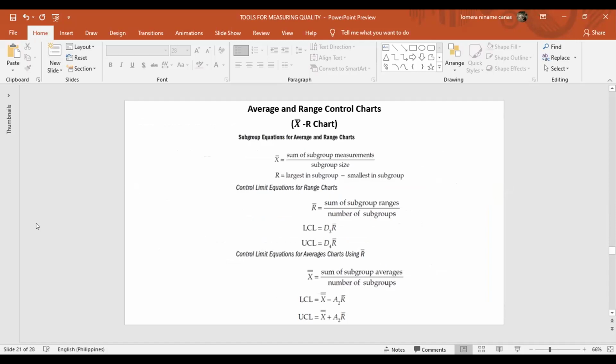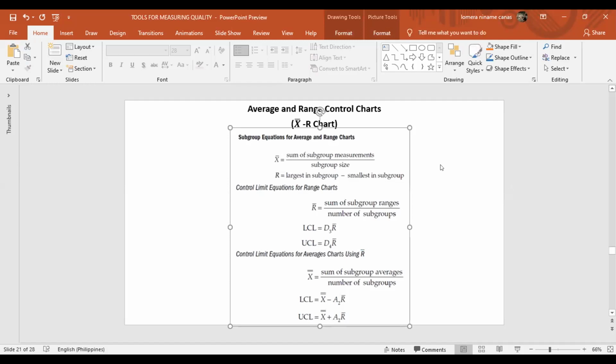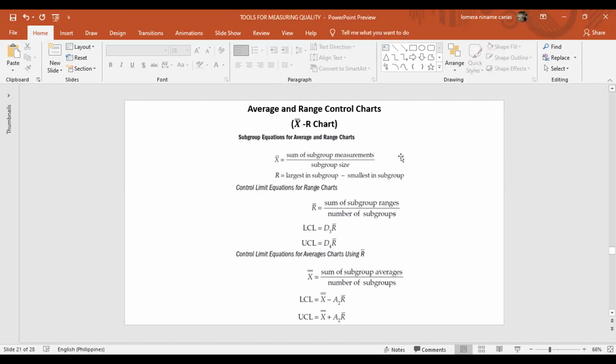Okay. So the formula for the average and range control charts we have there. First, we get to compute the mean of the subgroup measurements. Example, subgroup measurements, the I-class, before I forgot. Example, you have a subgroup measurement example.